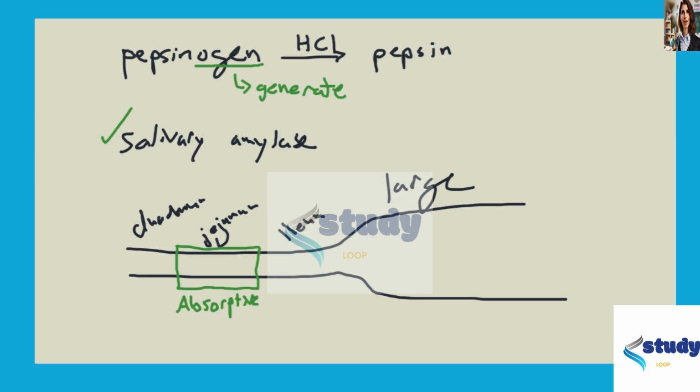So again, the correct answer to this question is B, starch digestion begins in the mouth with certain enzymes like salivary amylases.